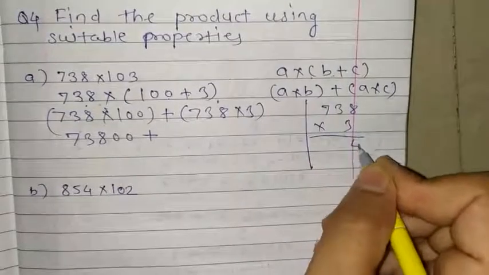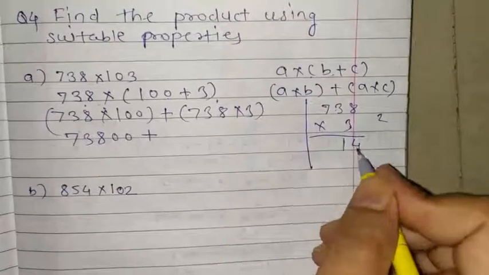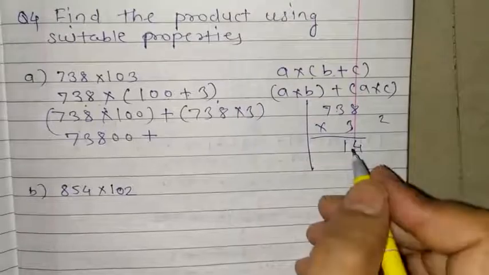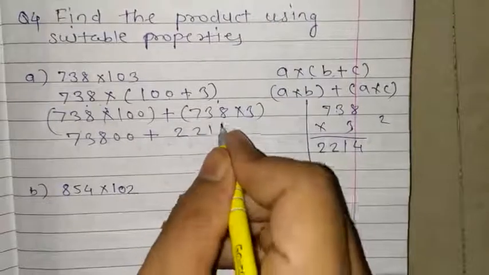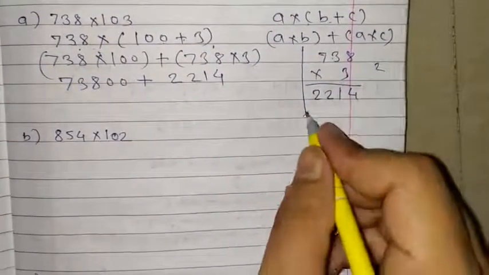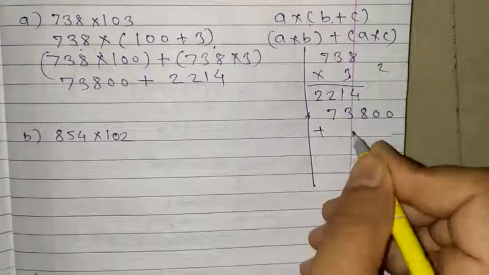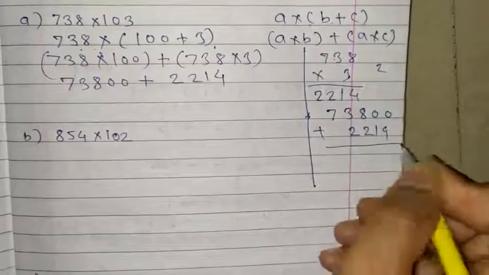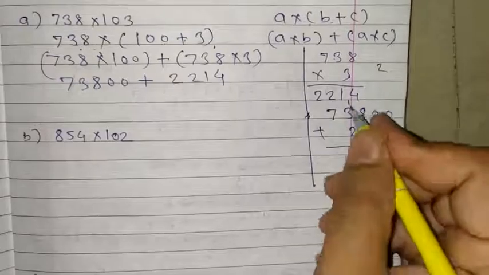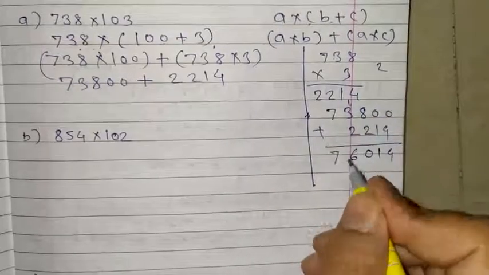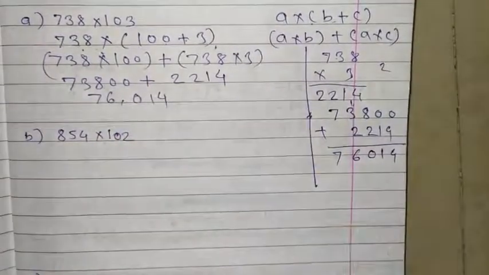8 into 3 is 24. 3 into 3 is 9 plus 2 is 11, 1 carry. 3 into 7 is 21 plus 1 is 22. Finally you do the addition. It was 73,800 plus 2,214. 14 as it is because zeros are there. 8 plus 2 is 10, 1 carry. 3 plus 1 is 4, 4 plus 2 is 6. So the answer is 76,014. This is our answer.